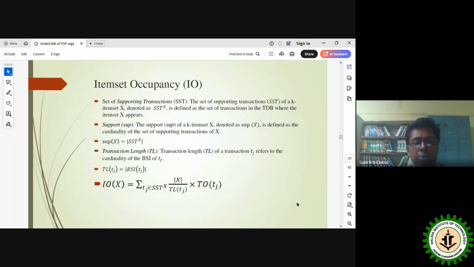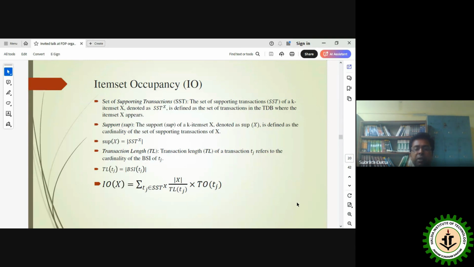Next comes the item set occupancy. We have calculated the transaction occupancy for each and every transaction in the database. The concept is similar to transaction occupancy: here, for an item or item set, how much portion it occupies in the supporting transactions. The calculation of item set occupancy depends on three factors. The first is the set of supporting transactions, the second is support, and the third is transaction length. Based on these three factors, we calculate the item set occupancy.